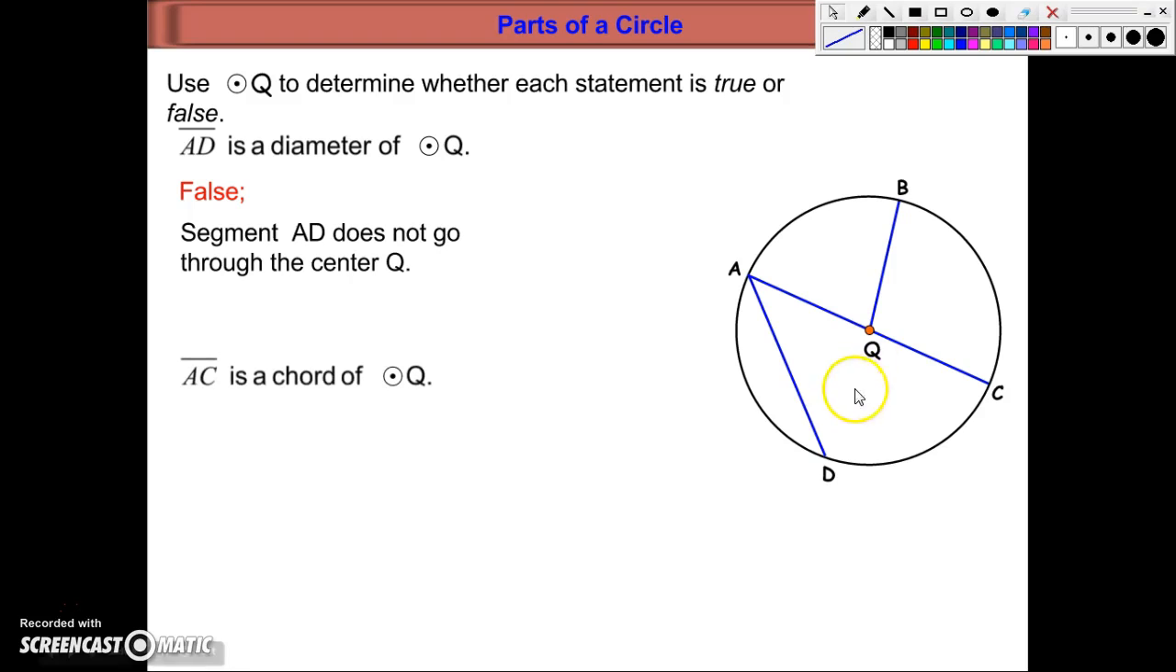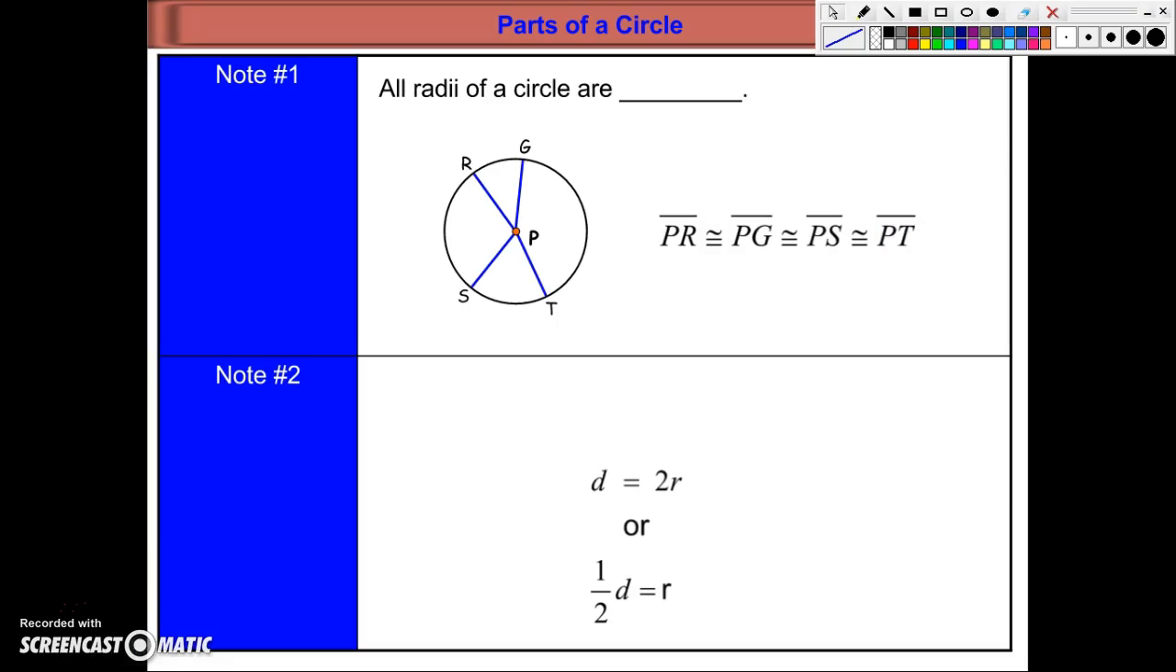AC is a chord of circle Q. Well, a chord is defined as a segment whose endpoints are on the circle, and that does qualify. So that is true. AD is a radius of circle Q. Well, I know a radius has to start at the center and be a point on the circle. And since AD does not have a point at the center, I'm going to say that's false. And it is false.